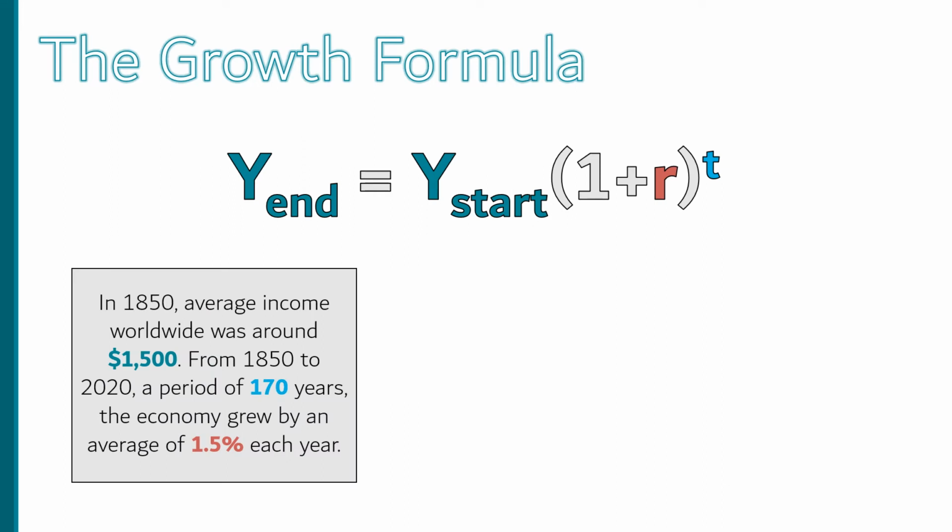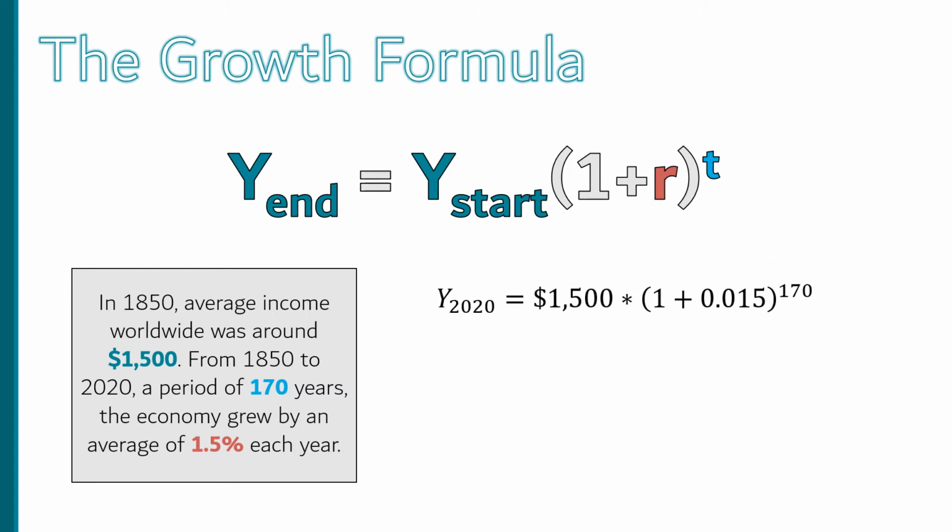In 1850, average income worldwide was around $1,500. From 1850 to 2020, a period of 170 years, the economy grew by an average of 1.5% each year. With this information, we can figure out what average income worldwide should be in 2020. We just need to plug in our values into the equation.